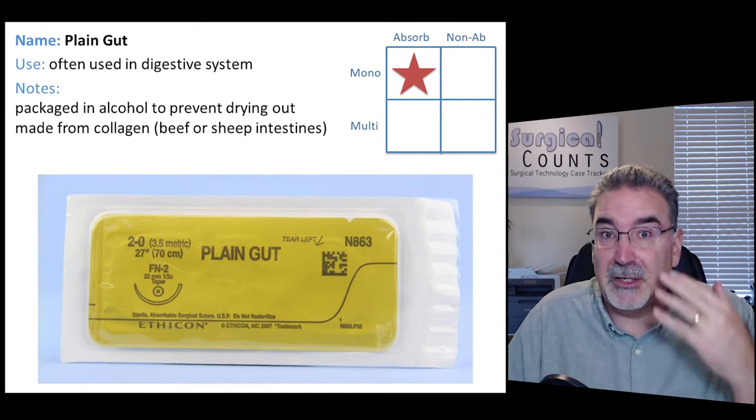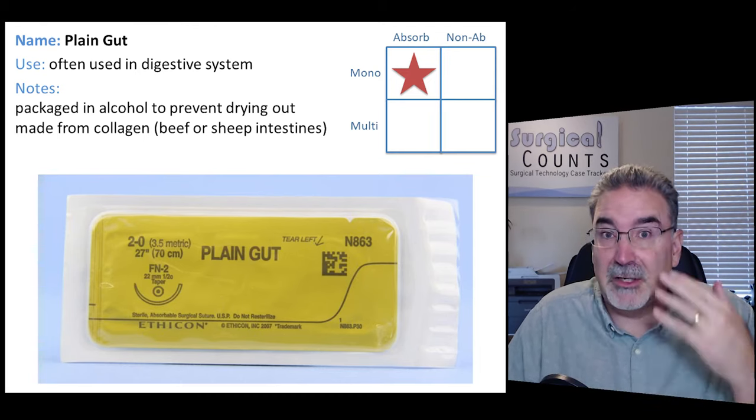Now, because of the natural fibers, we don't want them to dry out. This suture is actually packaged in a little alcohol mix. So when you open it up, the suture itself is moist, it's wet, and it's alcohol-based. So it has a fairly strong odor or smell to it. So you're definitely going to notice when you're using a gut suture. Now, plain gut suture happens to dissolve or absorb very rapidly. Usually in just a few days, it can break down and start to break off.